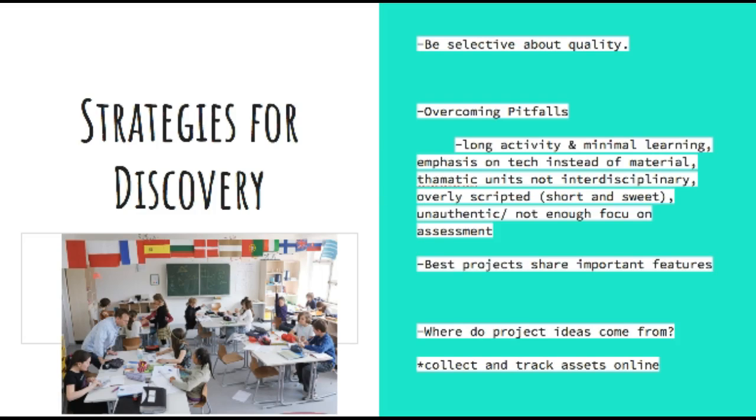Chapter 4, strategies for discovery. So being selective about the quality. So the example they used in the book was, instead of just having the students figure out some work and then put it on a slideshow, that can be really nice quality, but the content of the work quality, not just the display quality. Some of the pitfalls that they discussed were long activity and minimal learning, so having a project last 3 months and the student's not really getting anything out of it.